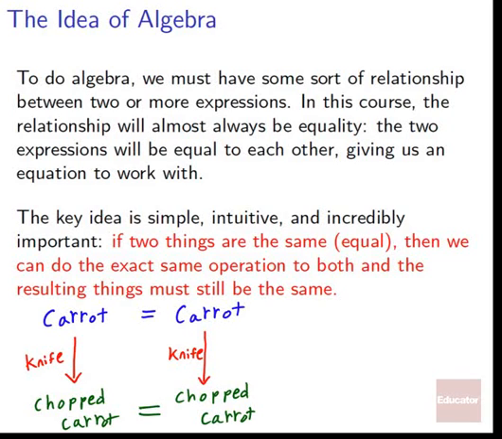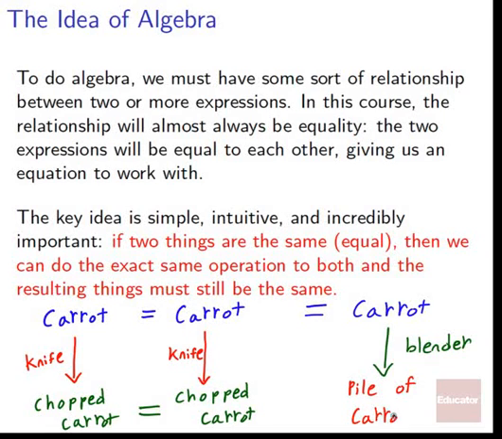Now compare that to if we had a third carrot that was exactly the same as his other two carrot brothers, but instead of using a knife on him, we decide to shove him into a blender, right? We put him in a blender and we run it for a minute. Out of that blender, we are going to get a pile of carrot mush, right? We're going to have a carrot mush pile. And that carrot mush pile is going to be nothing like those chopped carrots.